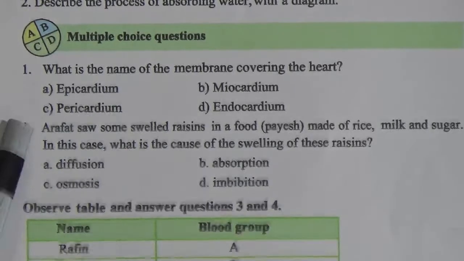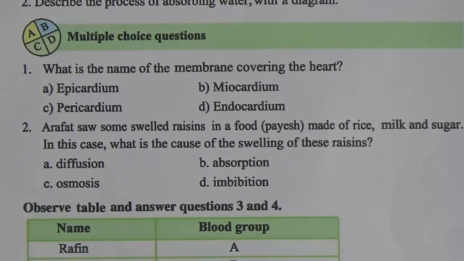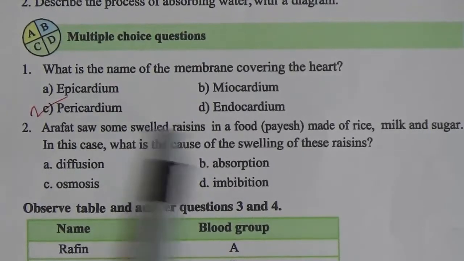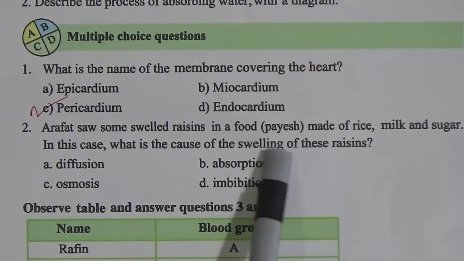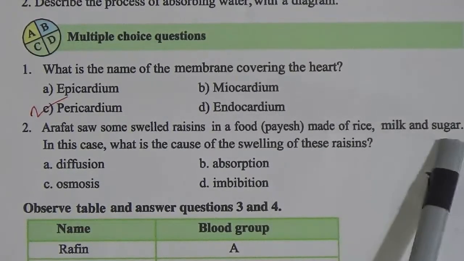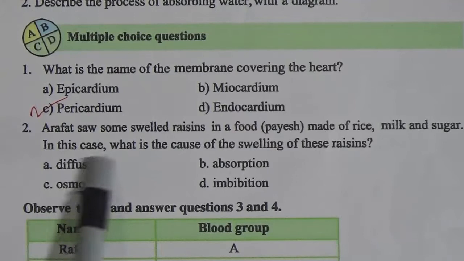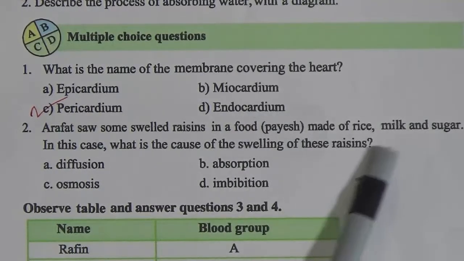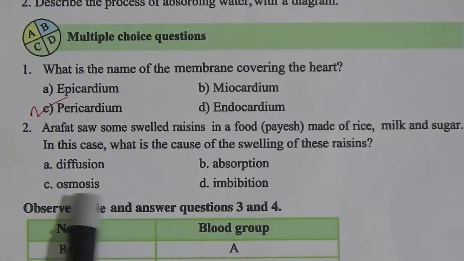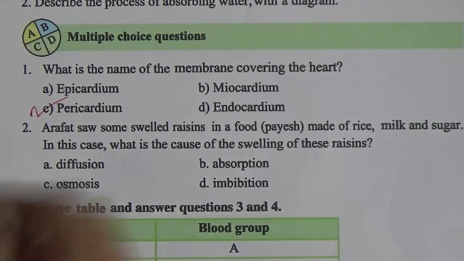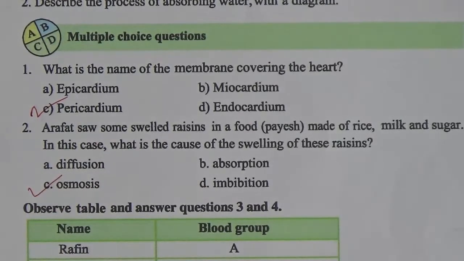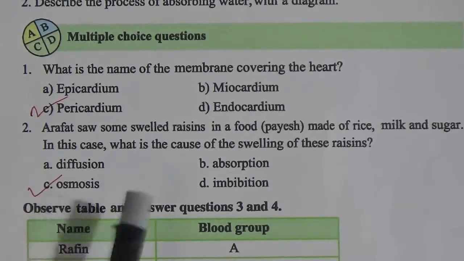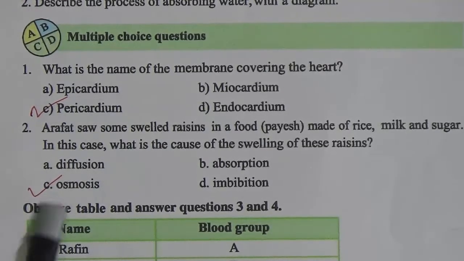Dear students, the outer covering of the heart is known as pericardium. Now come to the next one. Raisins soak and swell in the food made of rice, milk and sugar, that is payesh. In this case, what is the cause of the swelling of this raisin? Diffusion, absorption, osmosis, imbibition. Dear students, we know raisins swell up because of osmosis, and osmosis is one kind of diffusion, but here osmosis is written directly, so you put a tick mark on osmosis.